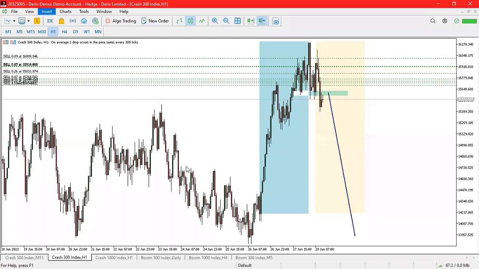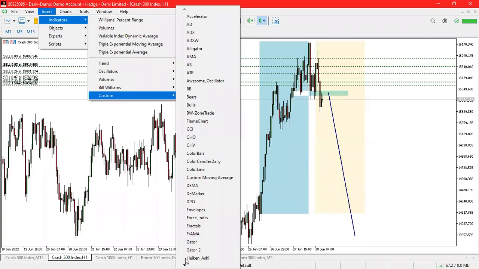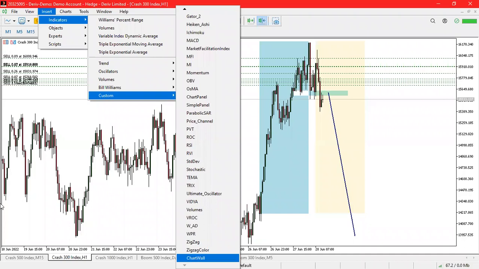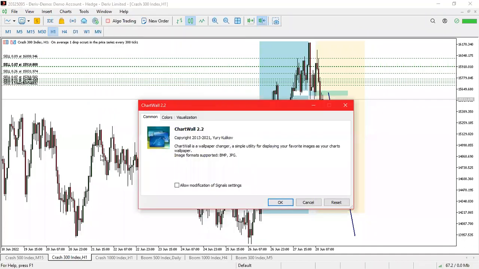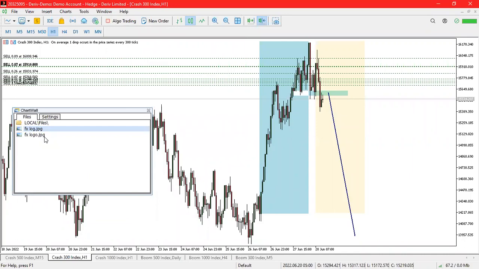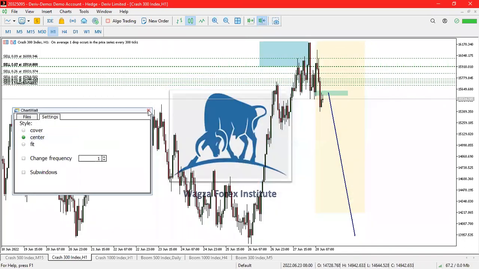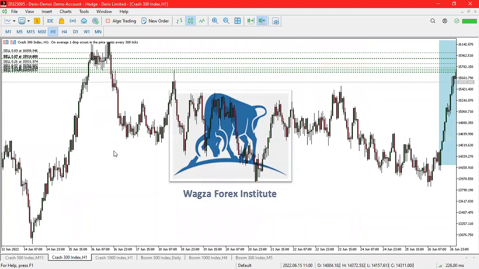For those who love using indicators, let me show you the indicator that we use on spikes. This is the indicator that we use. This is my indicator, you see.